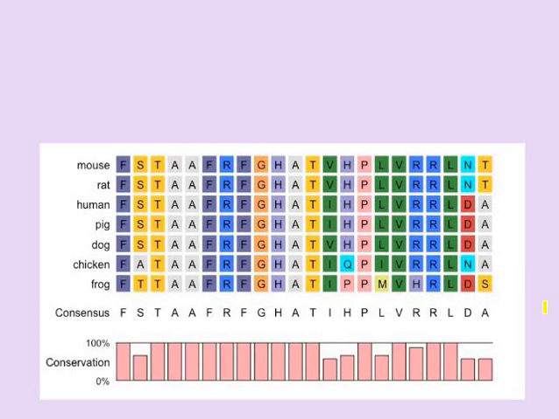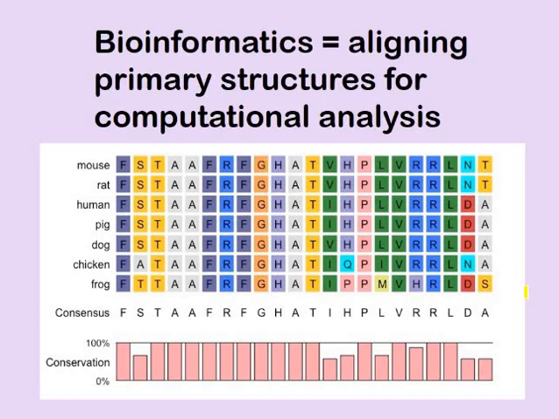Now, all of this is done using bioinformatics, which is a really quite fast emerging branch of biology. That's where scientists and researchers align primary structures of proteins to analyze them using computers, so that you don't have to sit there and try to figure out the exact similarities and differences. You can get a computer to do that for you.